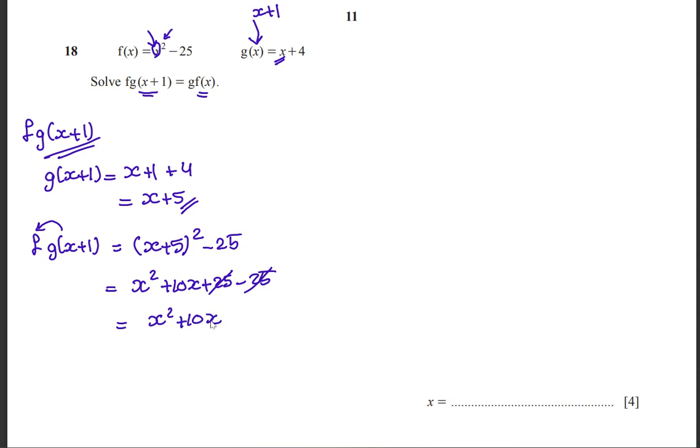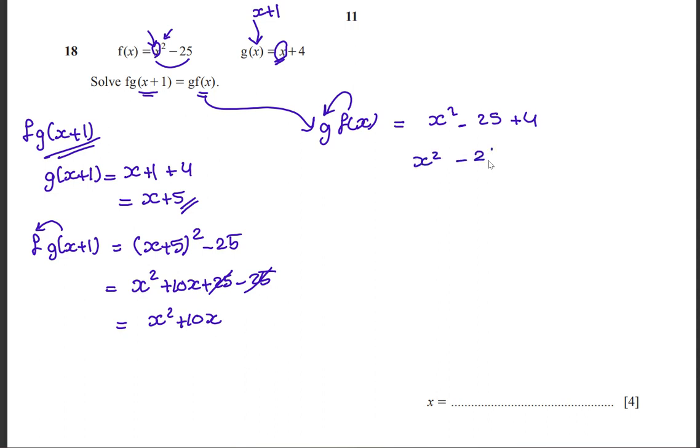Okay, then I will start with this g of f of x. Means what? Take f of x and put it inside g. That means instead of this x, you will put the whole f. So it will be x squared minus 25 plus 4, x squared minus 21.